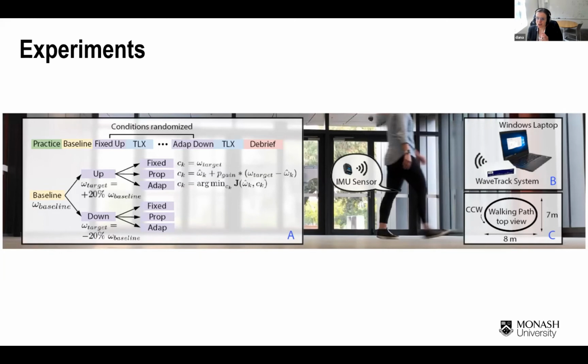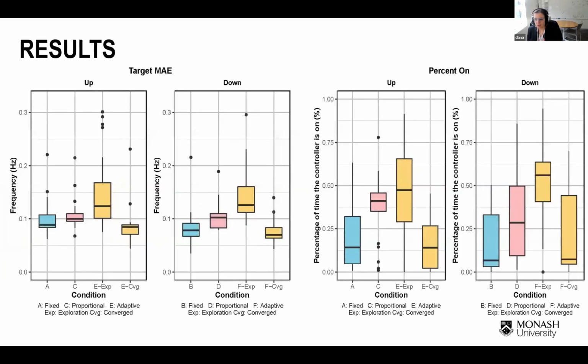We're going to try to change it in 2 directions, either up or down. And then for each condition, we're going to try to change it with 3 different strategies. Either fixed cues, so just provide a constant beat at the target rate. Proportional cues, where the frequency cued is proportional to the error. And then the adaptive cue, which is our proposed approach. We randomized these conditions, and then at the end, there's a short debrief and a subjective survey. Regardless of the condition, they're basically just walking in a big circle.